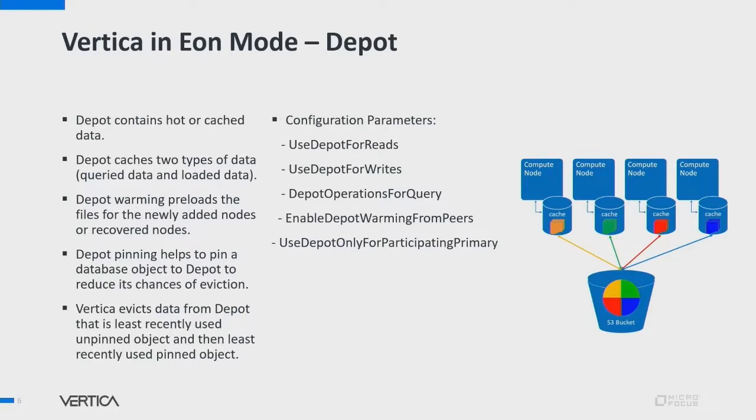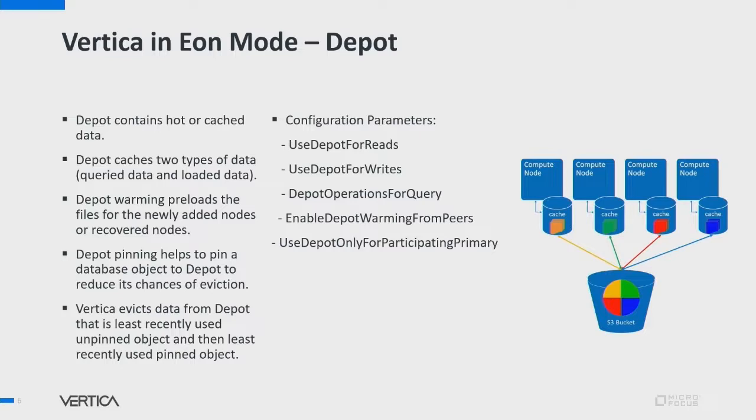Vertica also uses depot for load or ETL operations, caching the newly loaded data in the depot before uploading it to the communal storage. UseDepotForWrites is the parameter which decides where to write the data. When set to 0, it bypasses the depot and writes to communal storage. When set to 1, it will write to the depot and then upload the files to communal storage. All these parameters can be set either at session level or database level.